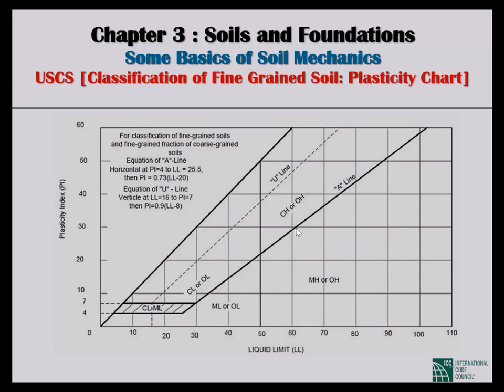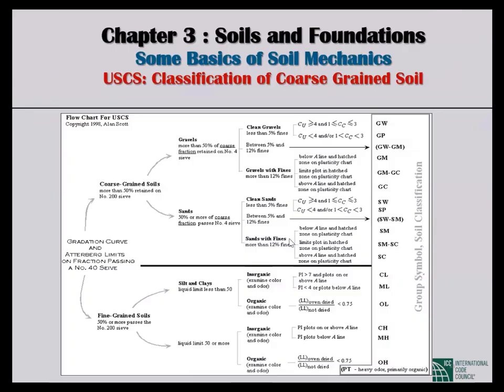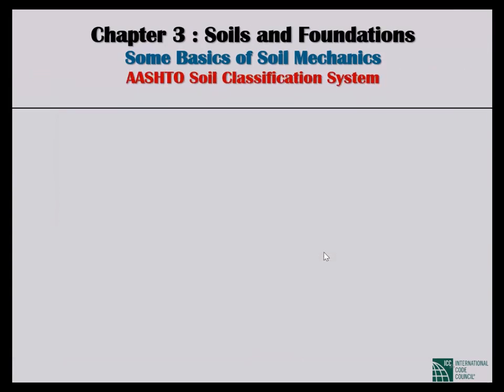This is the line. So what we used to do, we determine the liquid limit and plastic limit. For example, you have determined the liquid limit is say 40, and your plasticity index is 20. So it is lying over there. This is the point. If it lies over this line, we call it clay soil. If it is below that, we call it silty soil. Could you get my point? So that's how we classify the soil by the unified soil classification system. Now we move to the AASHTO soil classification system.